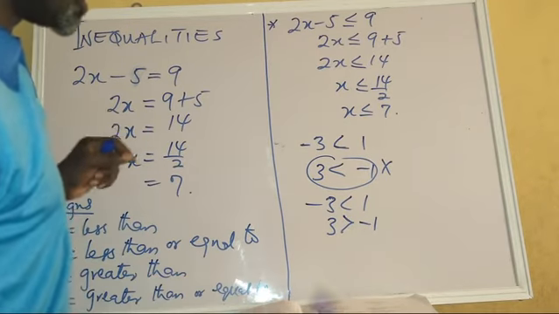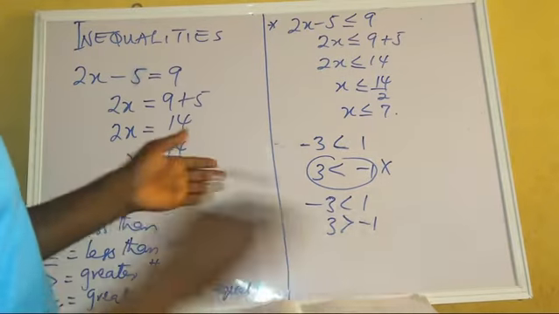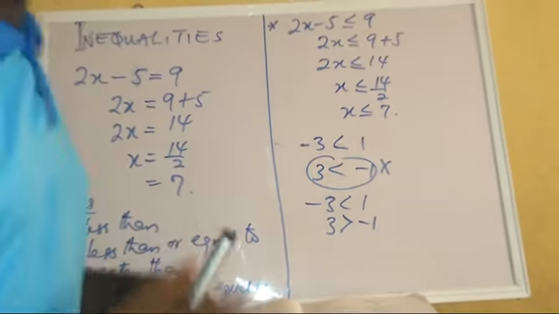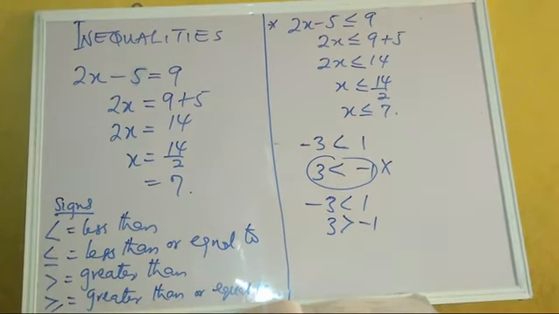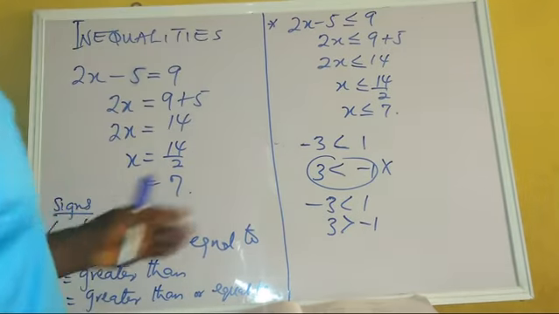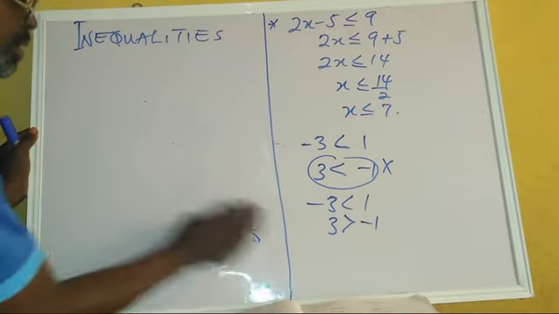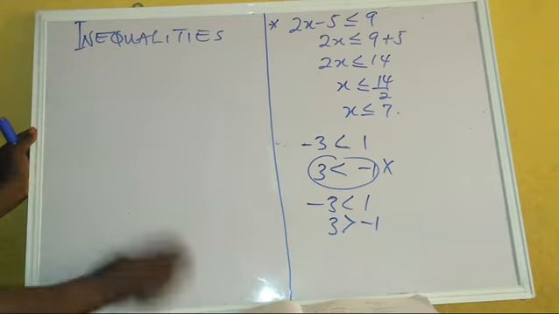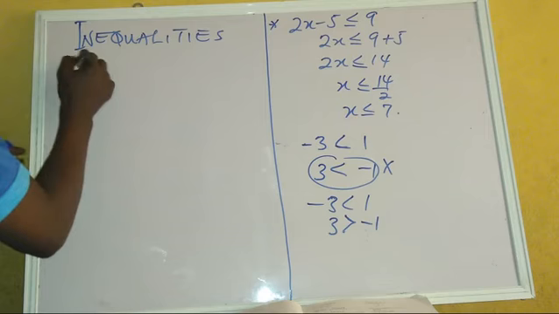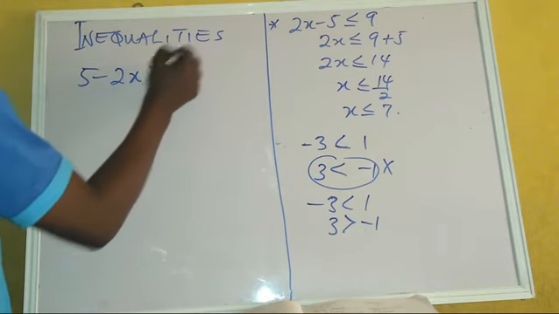What that one tells us is that each time you multiply or divide an inequality by a negative sign, the sign must change. So, as I was saying, each time we multiply or divide both sides of an inequality by negative 1 or a negative number, the inequality sign must change. Let us look at this example. I have 5 minus 2x greater than or equal to 9.